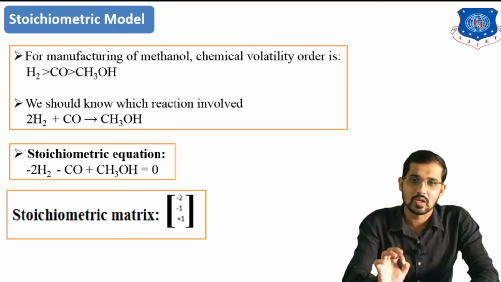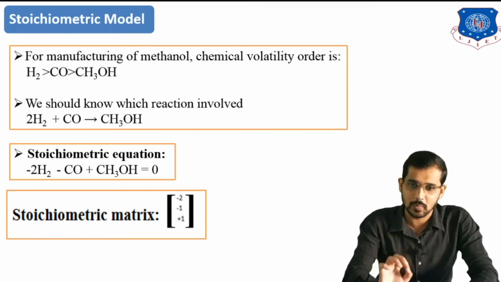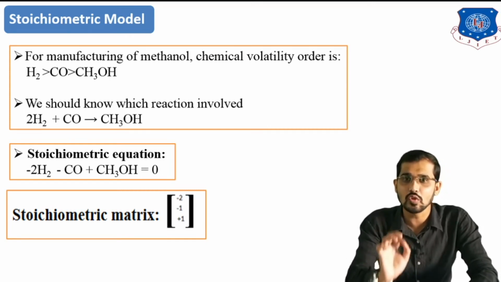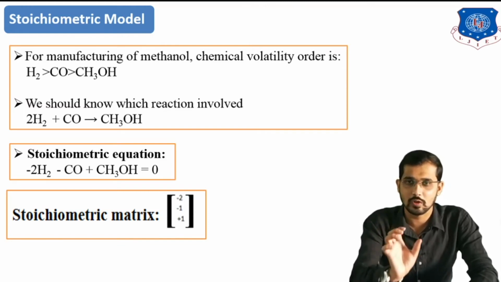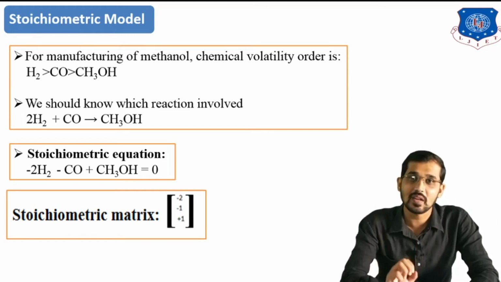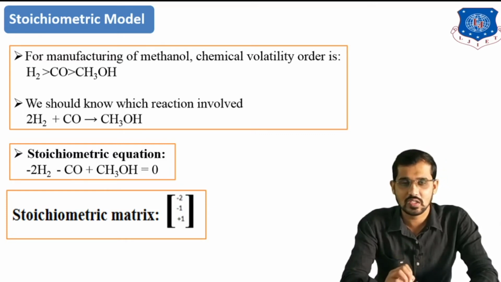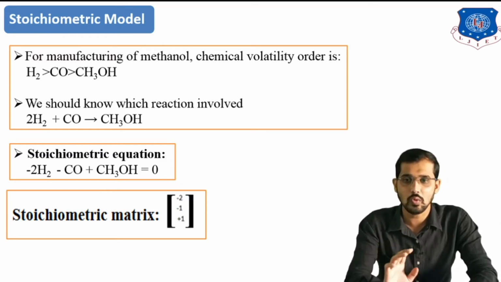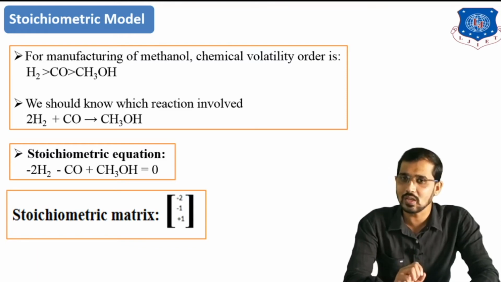And in this model, we are going to find the stoichiometric matrix. For this purpose, you should know the volatility of the various components. So the first point is the order of volatility, followed by the chemical reaction which is going to take place in this model. The first reaction is 2H2 plus CO, it gives methanol, that is CH3OH.